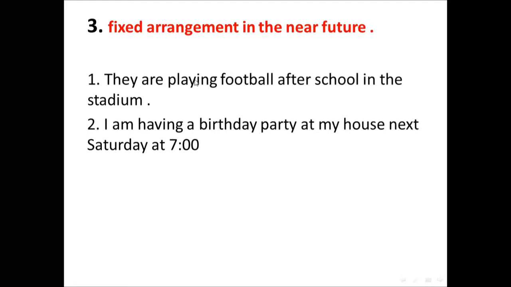Now I'm having a birthday party at my house next Saturday at 7 o'clock. Now I'm having, this is the verb, okay, and this is a kind of arrangement for the future, which is next Saturday, and the event is a birthday party.